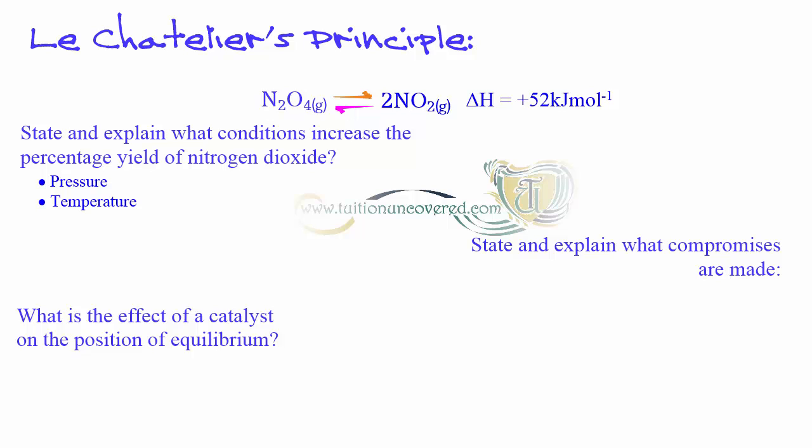Again, this is the Le Chatelier's principle question. Have a look at it. There's a reaction here, enthalpy change, questions on stating and explaining the conditions to increase the percentage yield of nitrogen dioxide in terms of pressure and temperature, what compromises are made, state them and explain them, and of course the effect of a catalyst on the position of equilibrium. I'll give you a few seconds, pause the video before I reveal my answer.